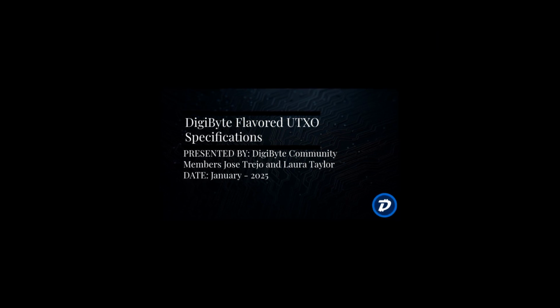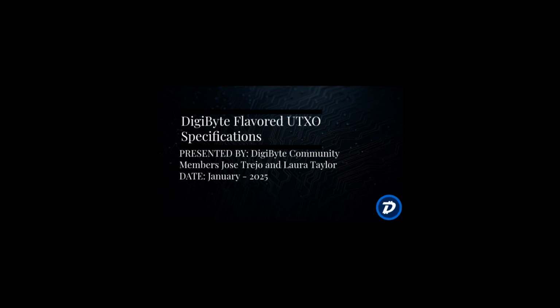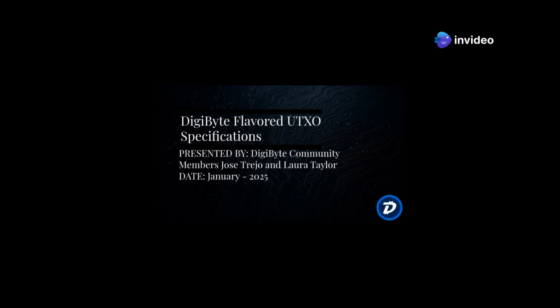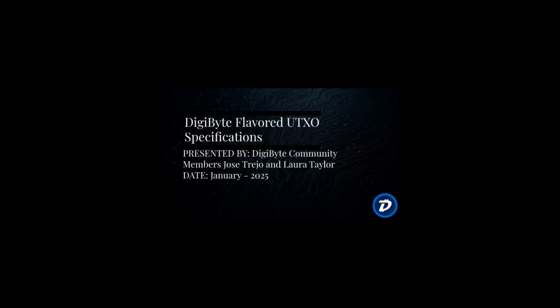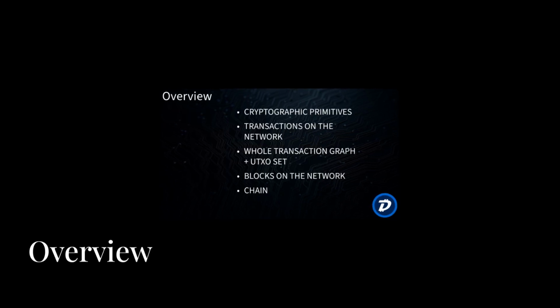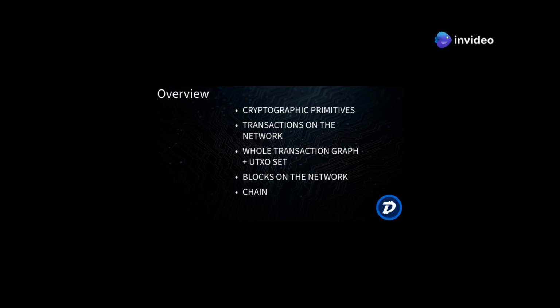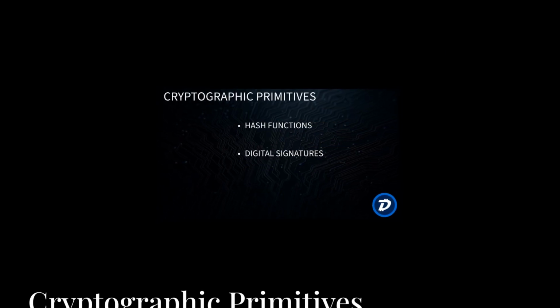This presentation is derived from the UTXO Alliance UTXO Handbook, specifically covering the ingredients for a blockchain and general UTXO specifications. Authors, contributors, and anyone familiar with the handbook will recognize the outline of this presentation with a pinch of DigiByte flavor. During this presentation I will be discussing cryptographic primitives, transactions on the network, whole transaction graph plus UTXO set, blocks on the network, features of the chain. Now that we know what will be covered, let's get started.